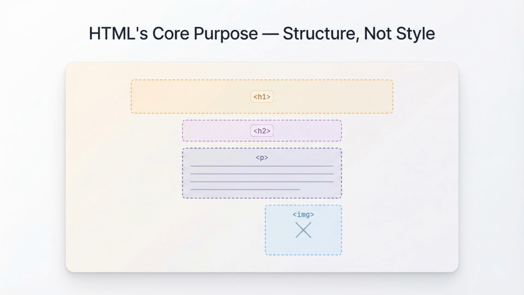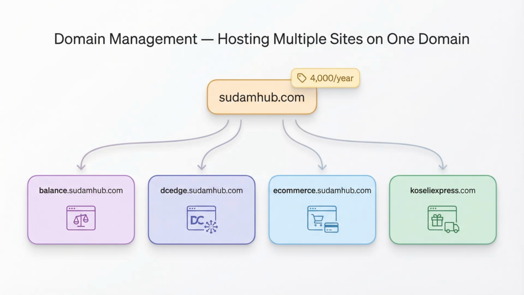Here's the big picture takeaway for HTML. Its job is to define structure, not appearance. HTML tells the browser what things are. This is a heading, this is a paragraph, this is an image. It doesn't control colors, fonts, or layout. That's what CSS is for, which comes next. Think of HTML as the skeleton of your page, the bones that hold everything in place before you add skin and clothes on top.